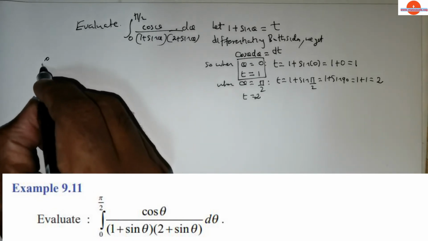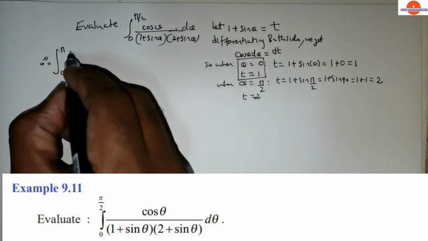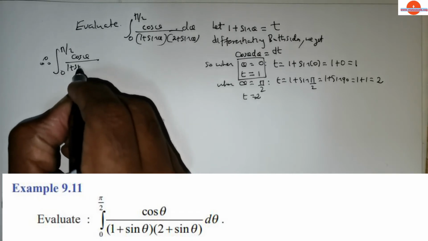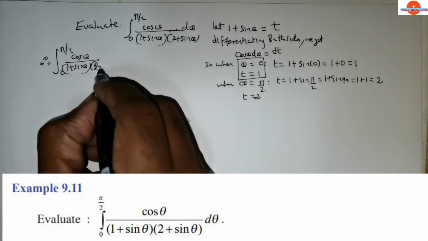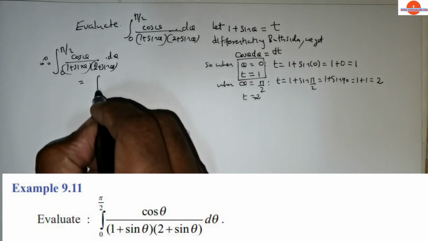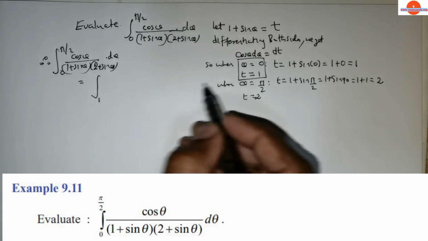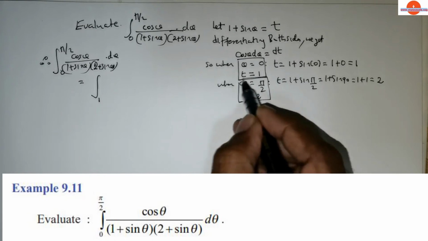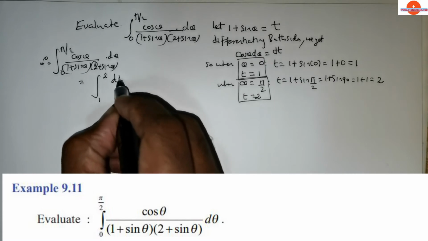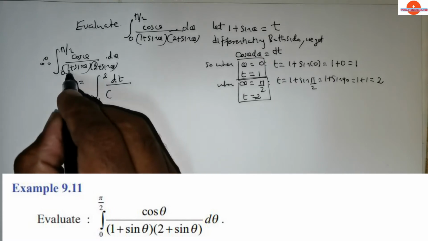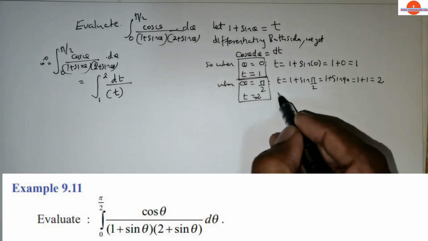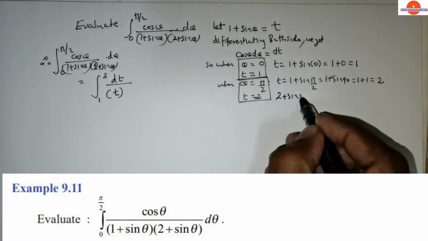So when theta is equal to pi over 2, t is 2. Therefore, the integral from 0 to pi over 2 of cos theta divided by (1 + sin theta) times (2 + sin theta) d theta can now be rewritten as an integral. The limits have changed, 1 to 2. In place of cos theta d theta, I'm going to substitute dt. In place of 1 + sin theta, I would be substituting t.